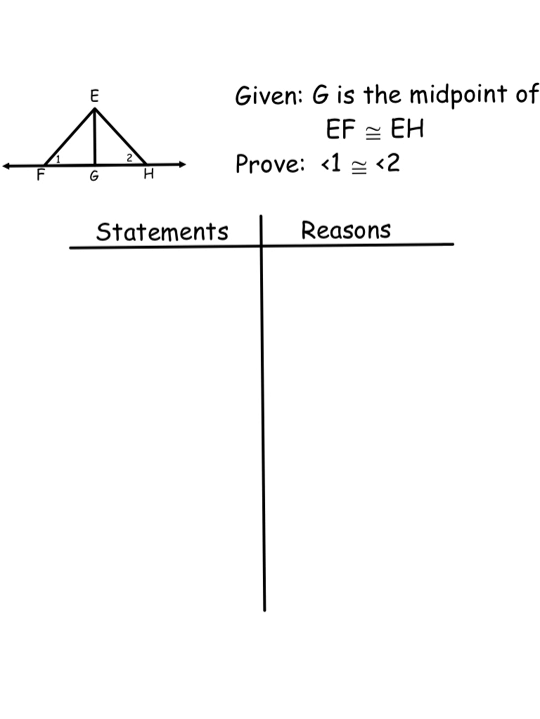Okay, if we look at the next example, it says prove angle 1 is congruent to angle 2. So if I look at angle 1 and angle 2, hopefully you can see that angle 1 is in this blue triangle here, and angle 2 is in this red triangle here. So if I can prove those two triangles are congruent, I can say those angles are congruent. So I'm going to start with the given. It says G is the midpoint of, and it's cut off here because I zoomed in, FH. And it tells me that EF is congruent to EH.